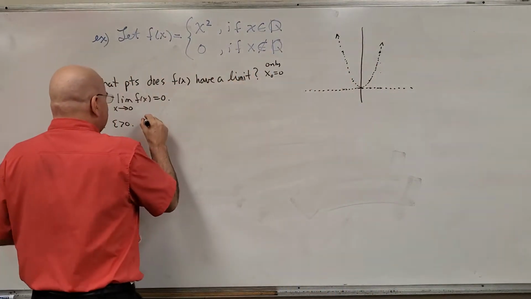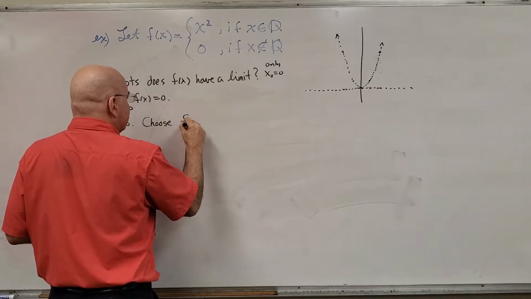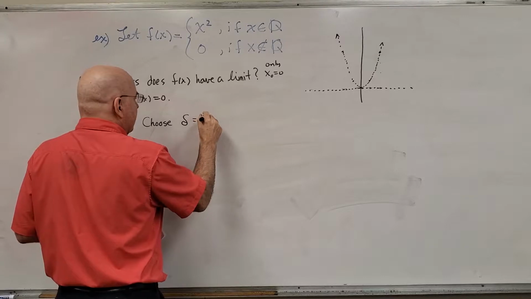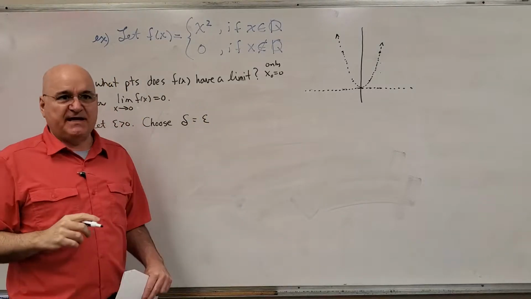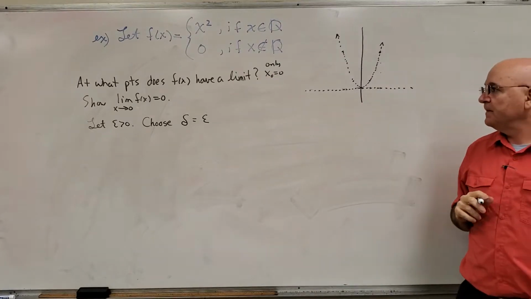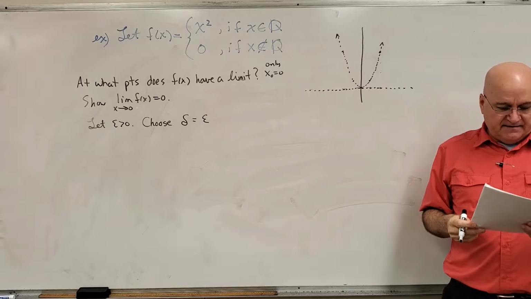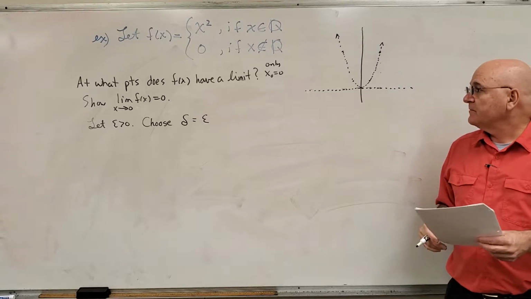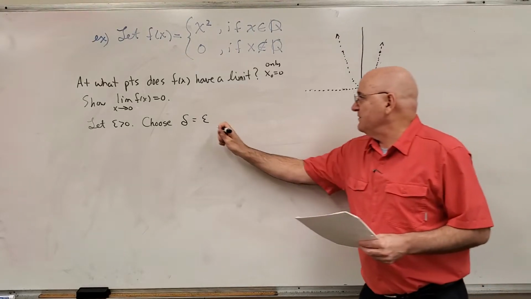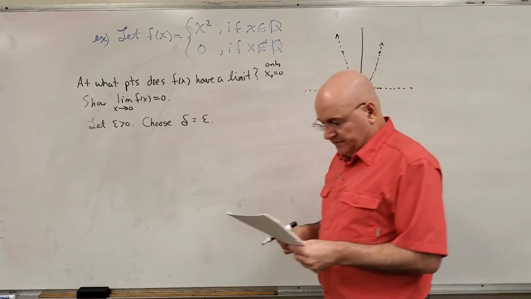All right, well, I'm going to take a stab here and say, choose delta equal to epsilon. Now, I might come back and change that by the time I get to the end of the proof, okay? Let's just see what happens when I say choose delta equal to epsilon. I need to find a delta such that the definition of a limit holds true. And let's see what happens here.